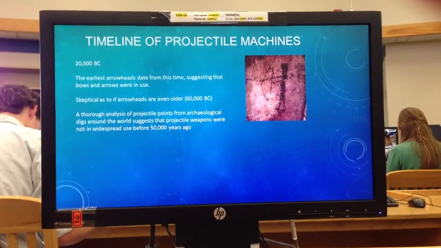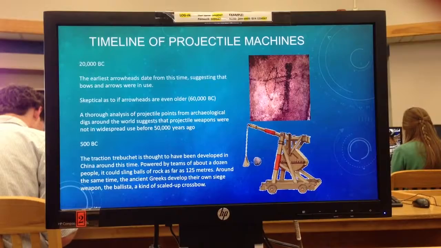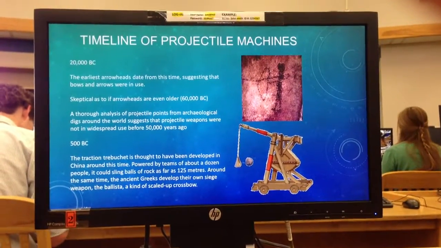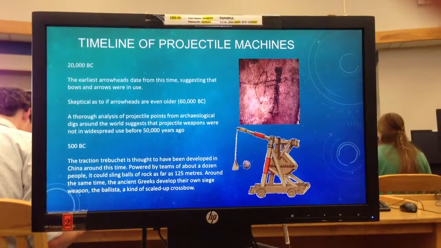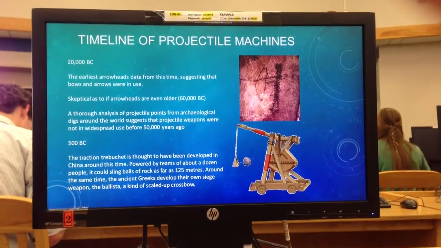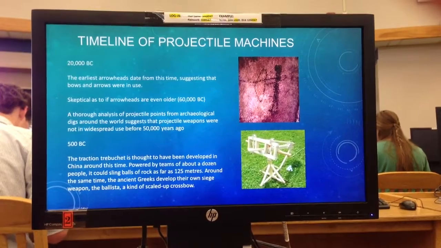before 50,000 years ago. In 500 BC, the traction trebuchet is thought to have been developed in China. Powered by teams of about a dozen people, it could sling balls of rock as far as 125 meters. Around the same time, the ancient Greeks developed their own siege weapons, the ballista, a kind of scaled-up crossbow. There's a picture of the ballista.